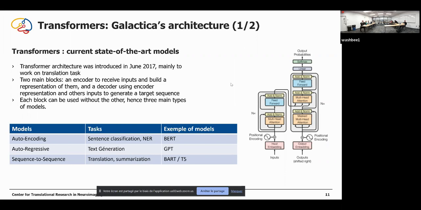So with these two blocks, we can see three main kinds of models. The first one is the auto-encoding models that use only the encoder part, and they are mainly used for sentence classification or named entity recognition. For instance, BERT is this kind of model. The second one is the auto-regressive models, used mainly for text generation, and GPT is one of the representatives of this kind of model. And the last one uses both blocks and is considered a sequence-to-sequence model, which can be used for translation or summarization. T5 is a representative of this kind of model.